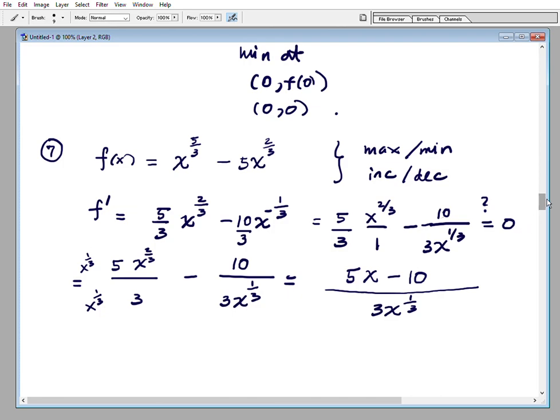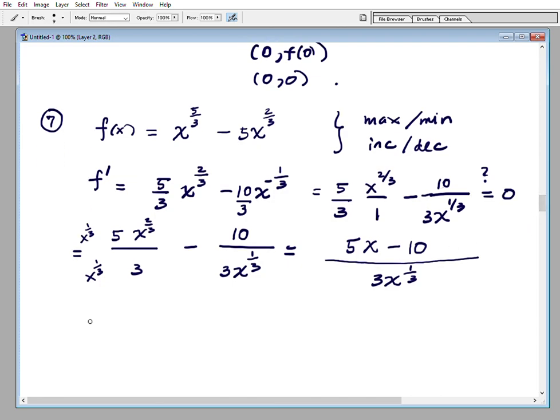Okay, all right. And we want to know when this is equal to 0. Well, just set the numerator to 0. Five x equals 10, and we have x equals 2. So that's our critical value.